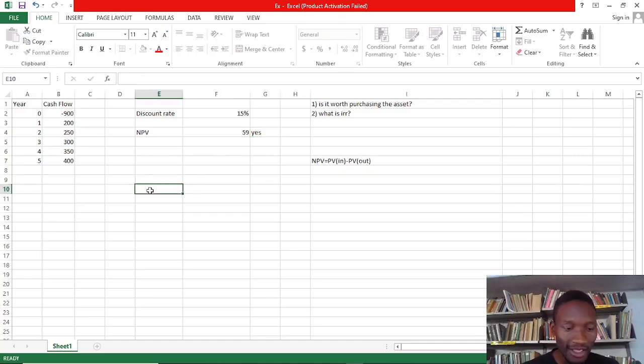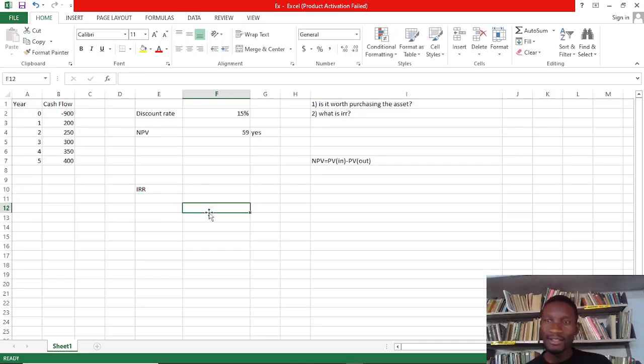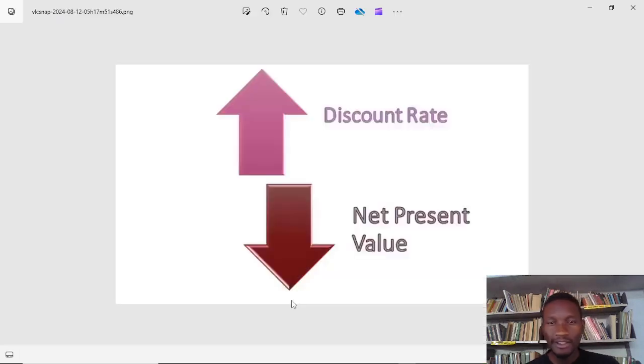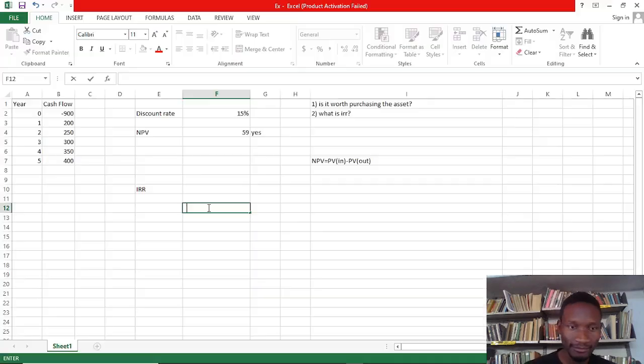Let's calculate IRR, internal rate of return. Internal rate of return is a rate which gives you a net present value of 0. Wait a minute. If you increase the discount rate, net present value goes down. So here, if we increase this discount rate, we are going to see that NPV goes down.